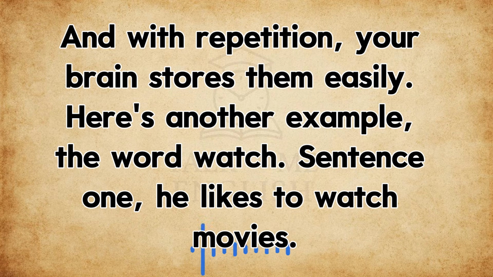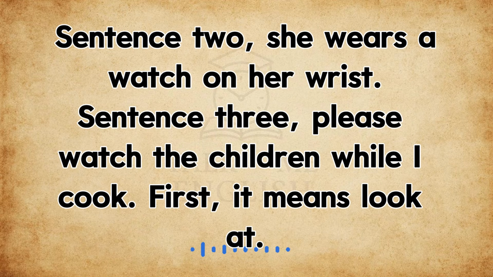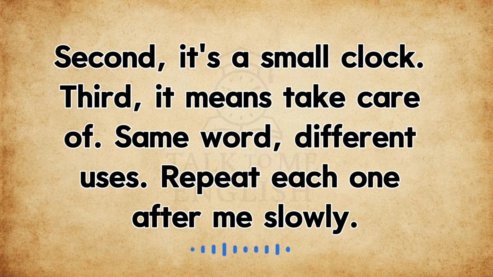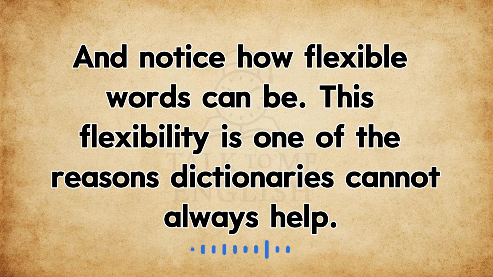Here's another example. The word watch. Sentence 1. He likes to watch movies. Sentence 2. She wears a watch on her wrist. Sentence 3. Please watch the children while I cook. First, it means look at. Second, it's a small clock. Third, it means take care of. Same word. Different uses. Repeat each one after me slowly, and notice how flexible words can be.